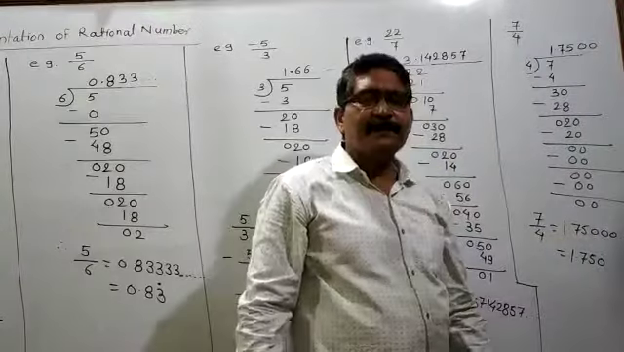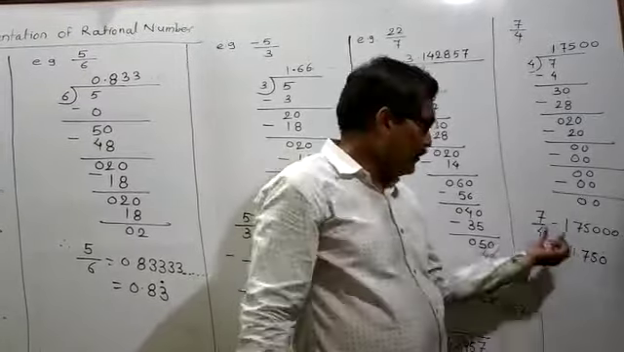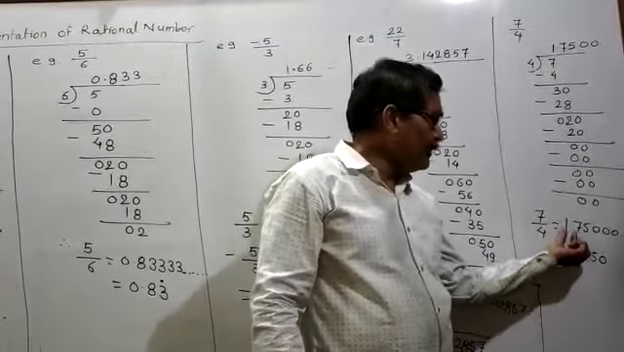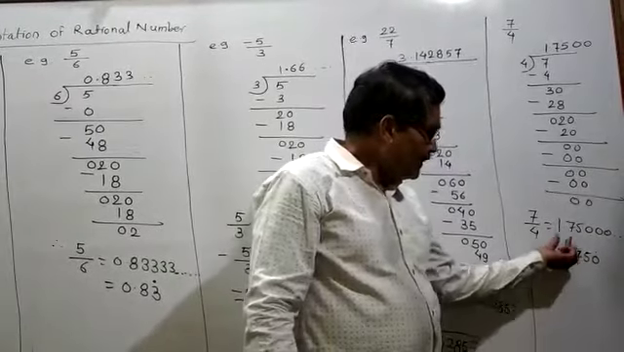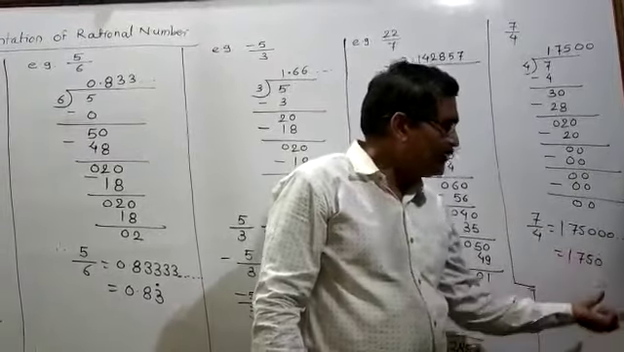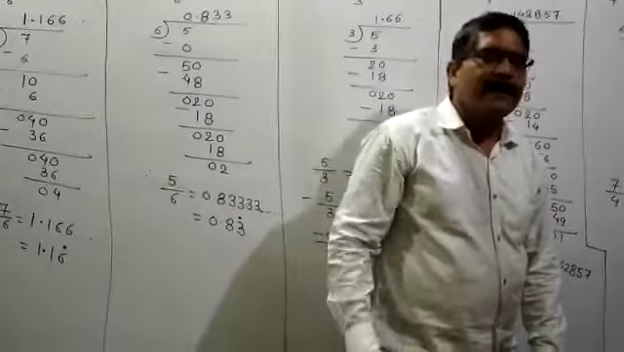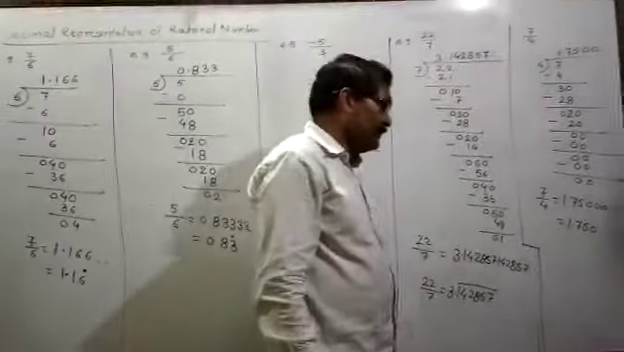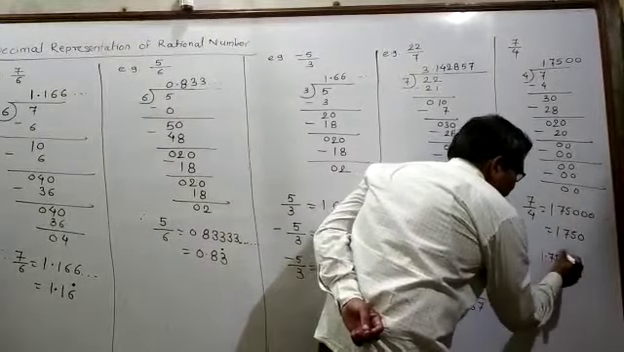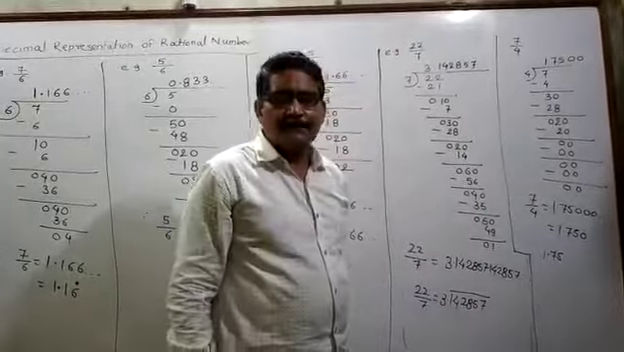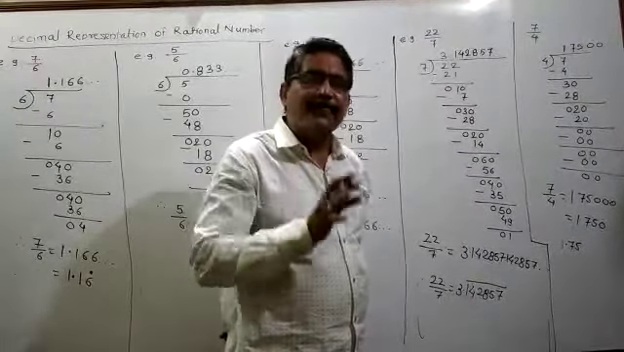Here 0 is repeating. If this is the condition, then what you have to do: 7 upon 4 is equal to 1.75000. Means you will write this as 1.75, with 0 repeating. And friends, keep in mind that this 1.75 is a terminating number, not a recurring number. Terminating number means the remainder will come 0.